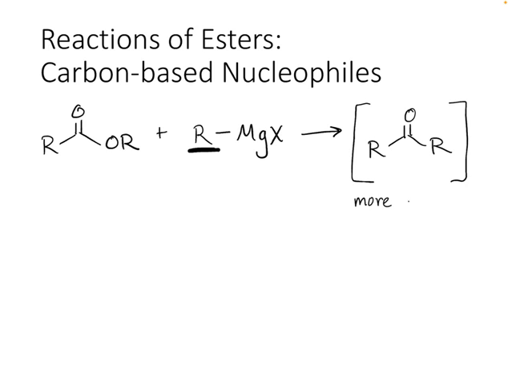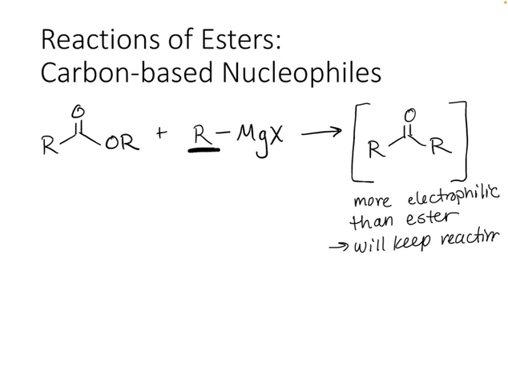So let's just make a note. This ketone is more electrophilic than ester. We'll keep reacting. Okay, so let's show what happens when it reacts with more Grignard reagent. And again, that's typically followed up with water to protonate. This would form our tertiary alcohol.